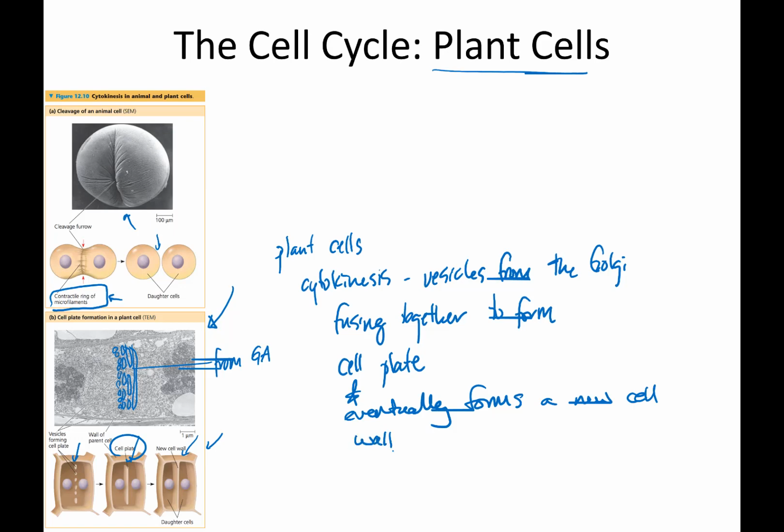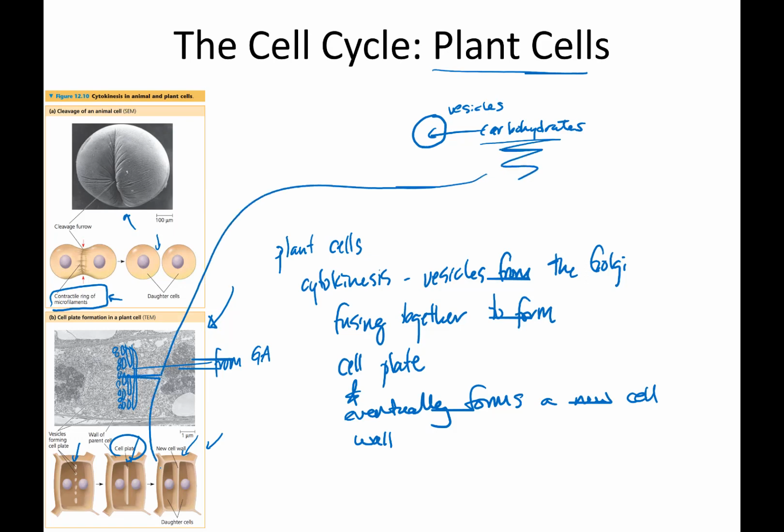Remember, we talked about the cell wall containing a lot of carbohydrates. It's the vesicles that are coming from the Golgi, full of carbohydrates, and essentially depositing these carbohydrates in the space right here to create this new cell wall. Okay? So everything's the same except for cytokinesis.